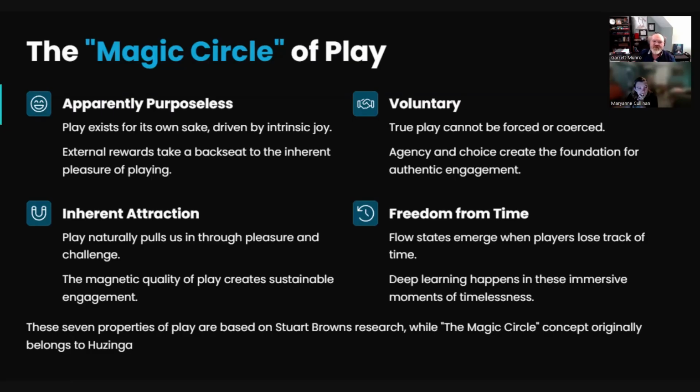There's also this inherent attraction, and we've been talking about this in different ways so far. Our students are naturally drawn to this game. They want to play it because it's fun and fascinating. And so this is another great litmus test for, is this gamification, or is this authentic game-based learning or play?